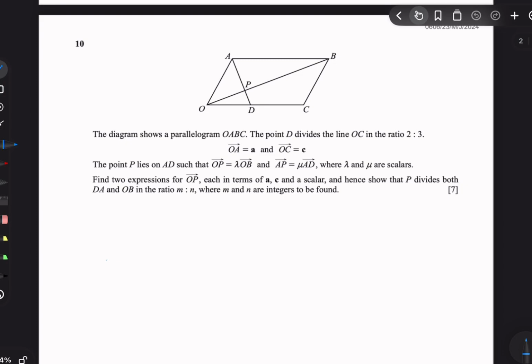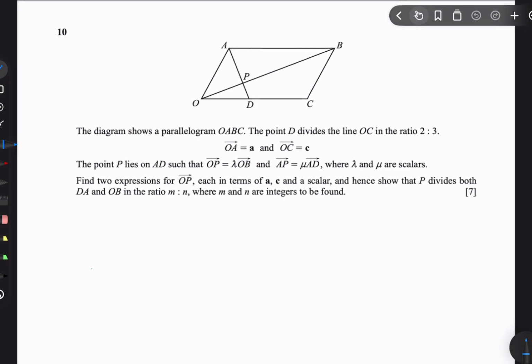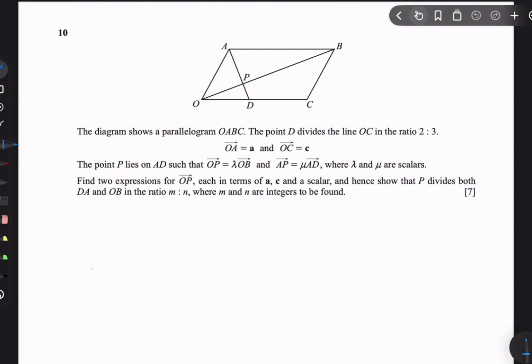The diagram shows a parallelogram OABC. The point D divides the line OC in the ratio 2 to 3. So we can write OD as 2 over 5 and DC will be 3 over 5. OA equals A and OC equals C. So OD will be 2 over 5 C and DC will be 3 over 5 C.